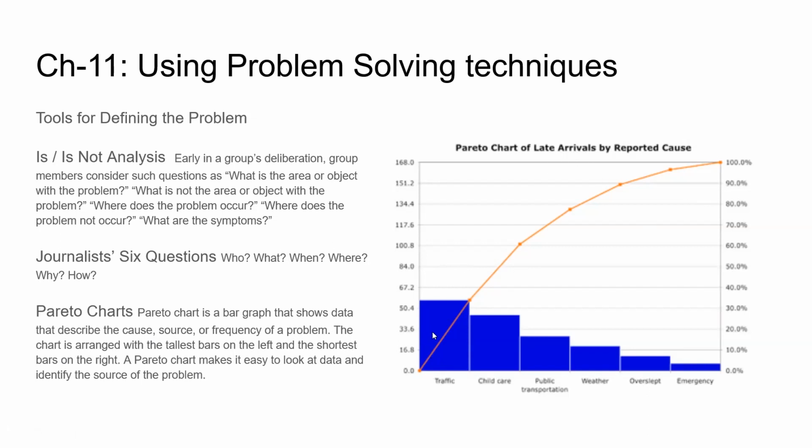Here you have the biggest causes, again, on the left, and the smallest causes on the right, and you can see the actual percentages, and this would all add up theoretically to 100, and you can see the scale. Okay, so traffic's the number one reason people are reported late, then childcare issues, public transportation issues, the weather, overslept, emergencies, right? So you see the data is laid out in this chart.